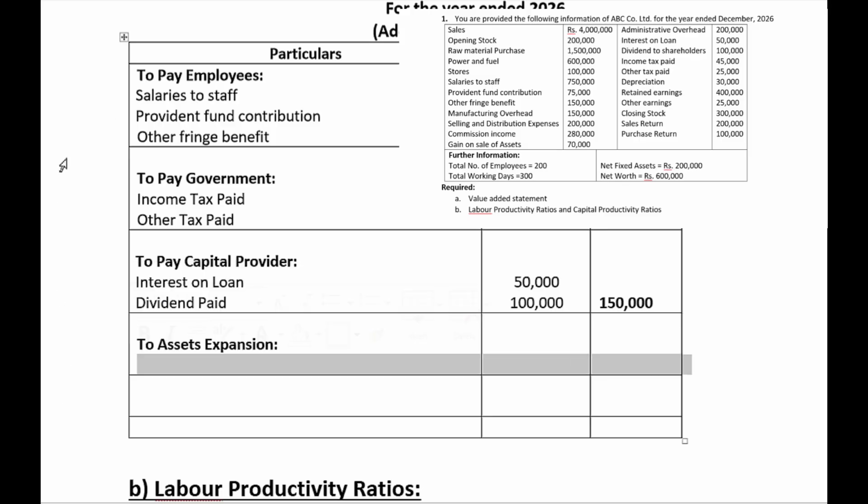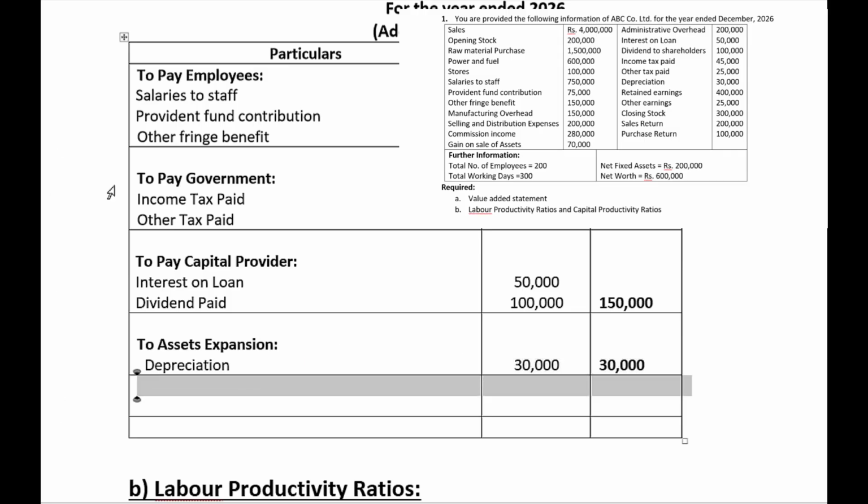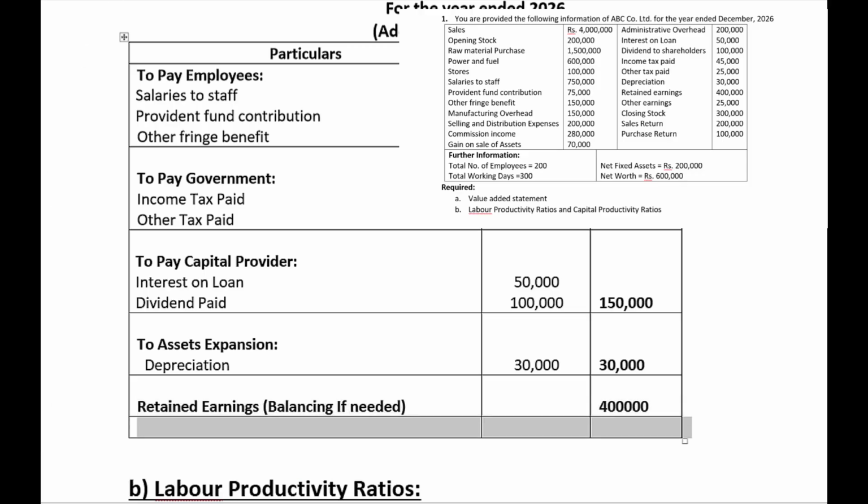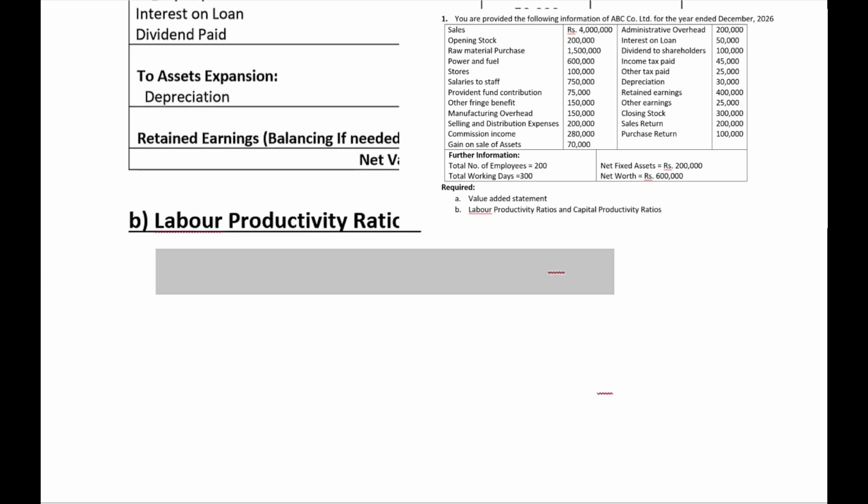And then to assets expansions, which consist of the depreciation amount of rupees 30,000. At last, we add the retained profit for the year, which amounts to rupees 4 lakh. And in total, we get net value added as rupees 16 lakh 25,000. From these value added statements, we can also analyze the labor productivity and capital productivity ratio.